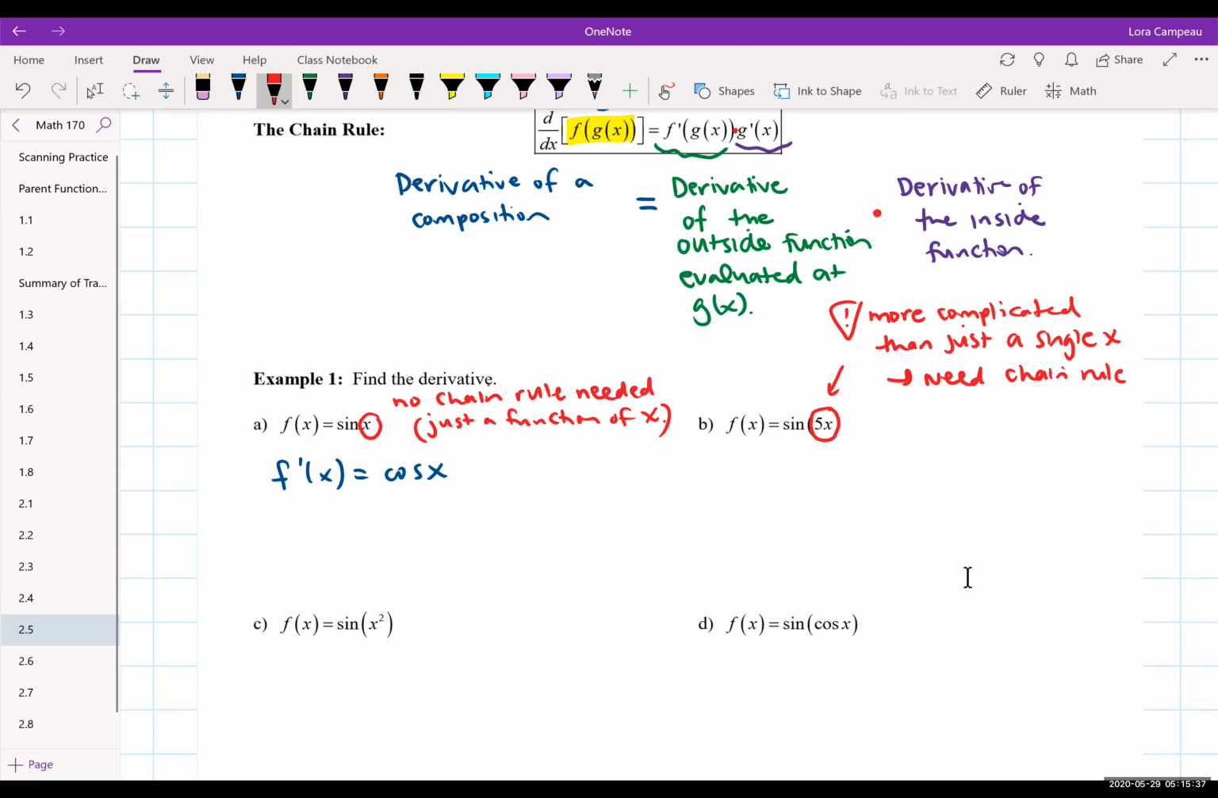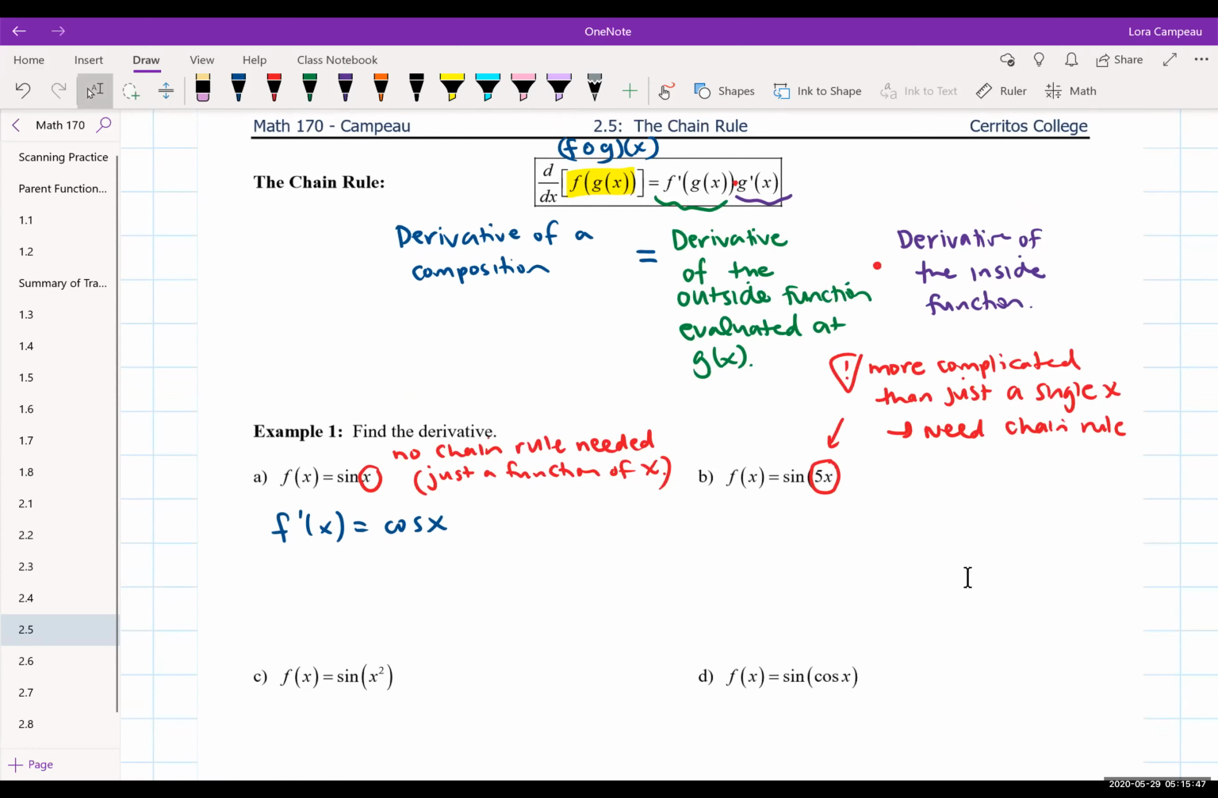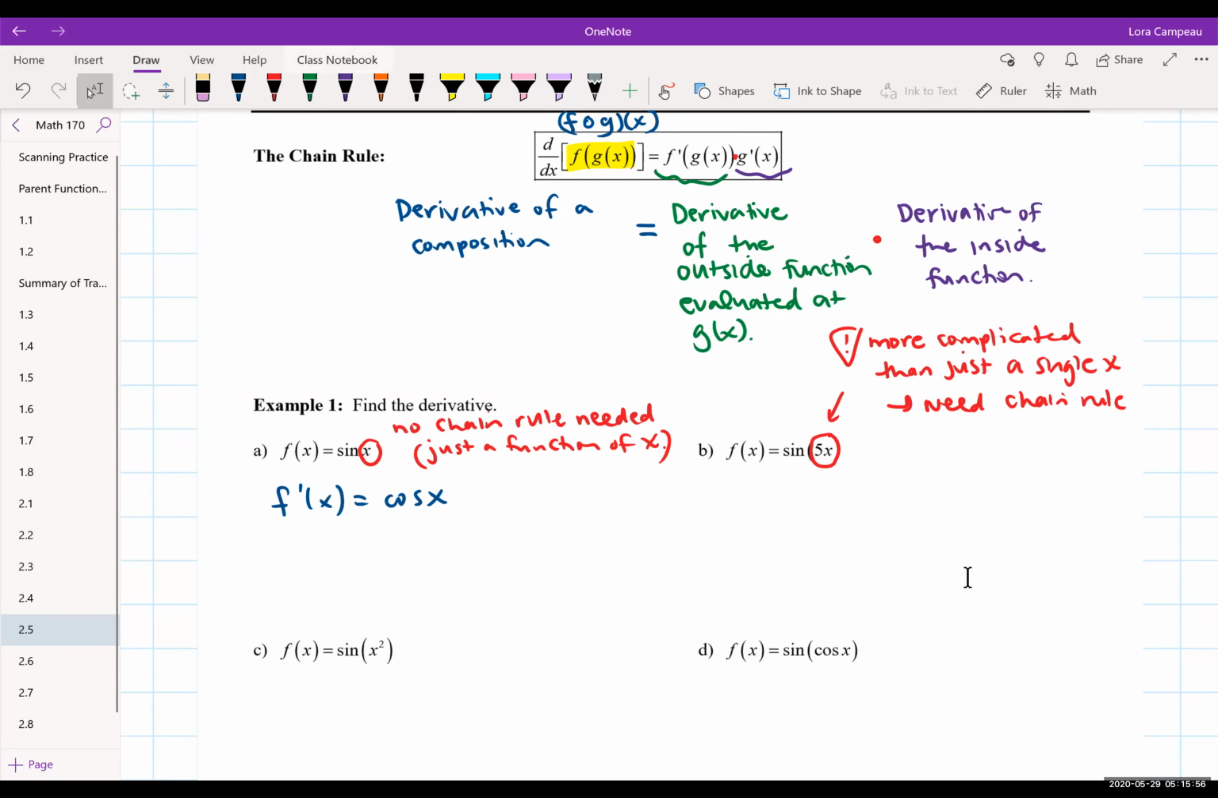So if we're going to do this, we have to think about who's the inside function and who's the outside function. You can use the notation f and g if that's something you're into. I always found that a little confusing, but feel free. You could think about, well, what is the derivative of sine of something?